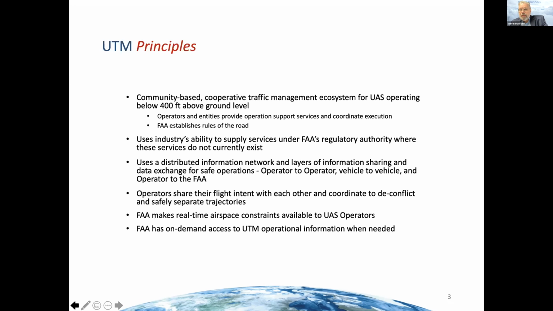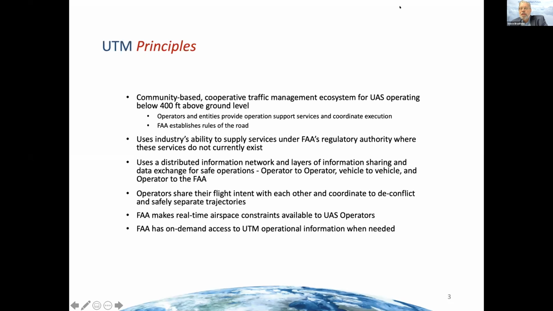future system. When we talk about operators sharing their flight intent, we're really talking BVLOS, which is really the next big challenge for us. And we like to remind people that we will make all of our airspace constraints available to you. And because we still own and love our airspace, we will have on-demand access for operational information when needed. The key point with the when needed is that since we do not provide services, we don't need real-time information on every flight all the time. Next slide.